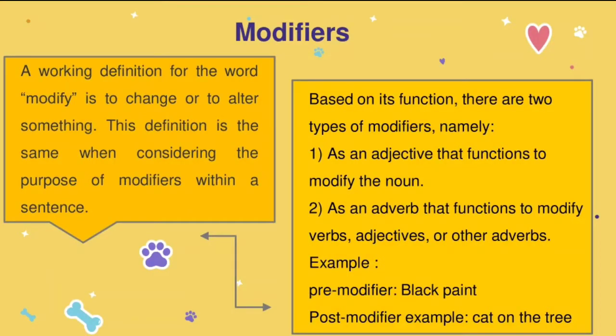A modifier can appear after or before the part of the sentence it modifies, usually called the head. The modifier that appears before the head is called the pre-modifier, while the one that appears after the head is called the post-modifier. Example: pre-modifier, black pine; post-modifier, cat on the tree.